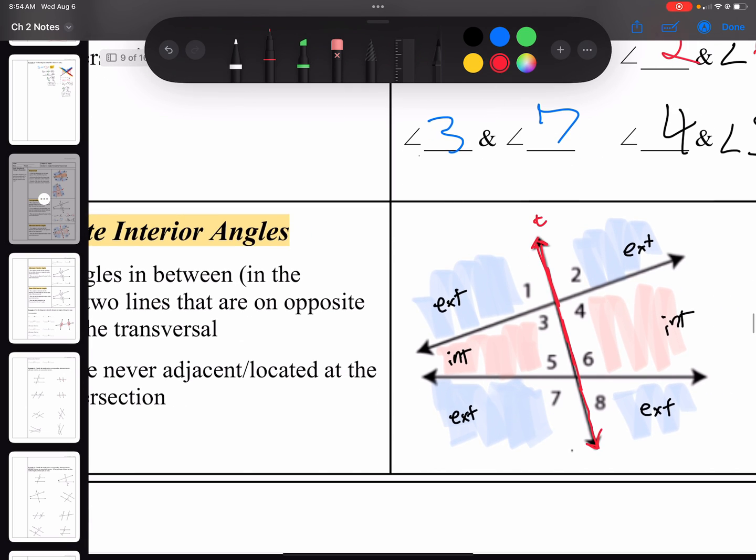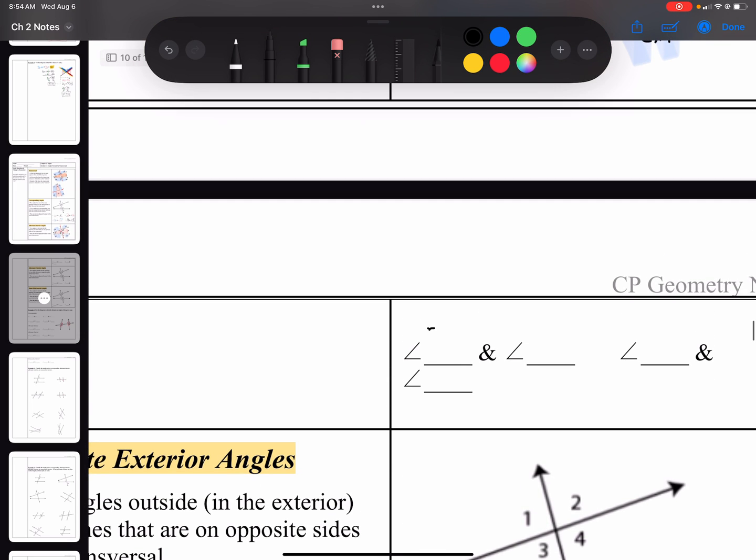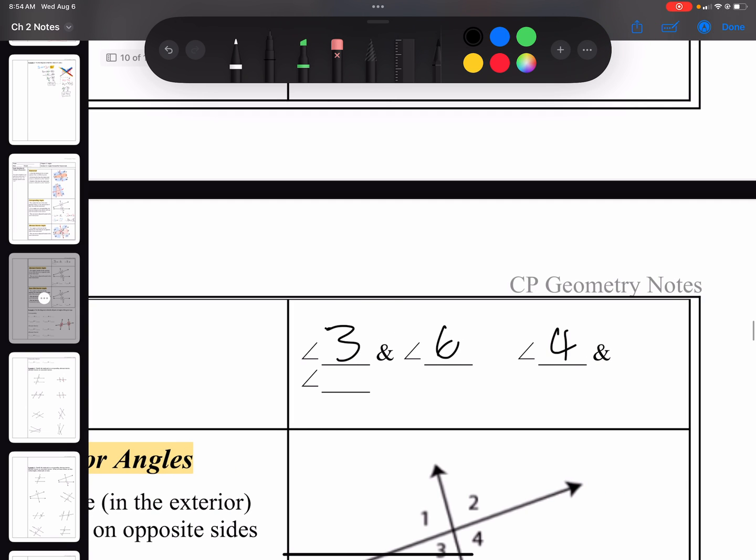So the alternate interior angles would be angle 3, that's on the left of the transversal. What's on the right of the transversal, but not next to it, not attached? That would be angle 6. Angle 3 and angle 6 are alternate interior. So are angles 5 and 4. So that's 3 and 6, and 4 and 5.